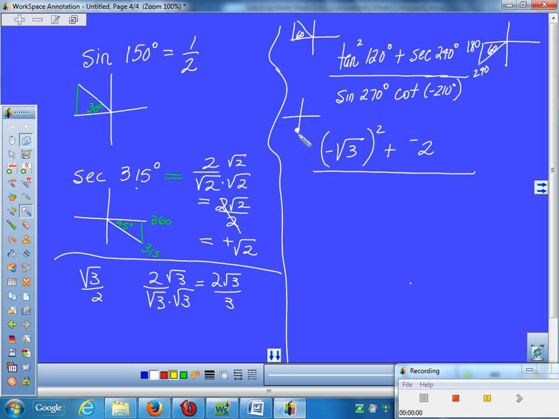Now, how are you going to know positives or negatives? You're not in a quadrant. You're on the bottom. You're on the negative side of the y-axis. If you're on the bottom side, it's negative. If you're on the top side, it's positive. Okay, so you're going to have negative 1 times, now, how do I do a negative 210 degrees?